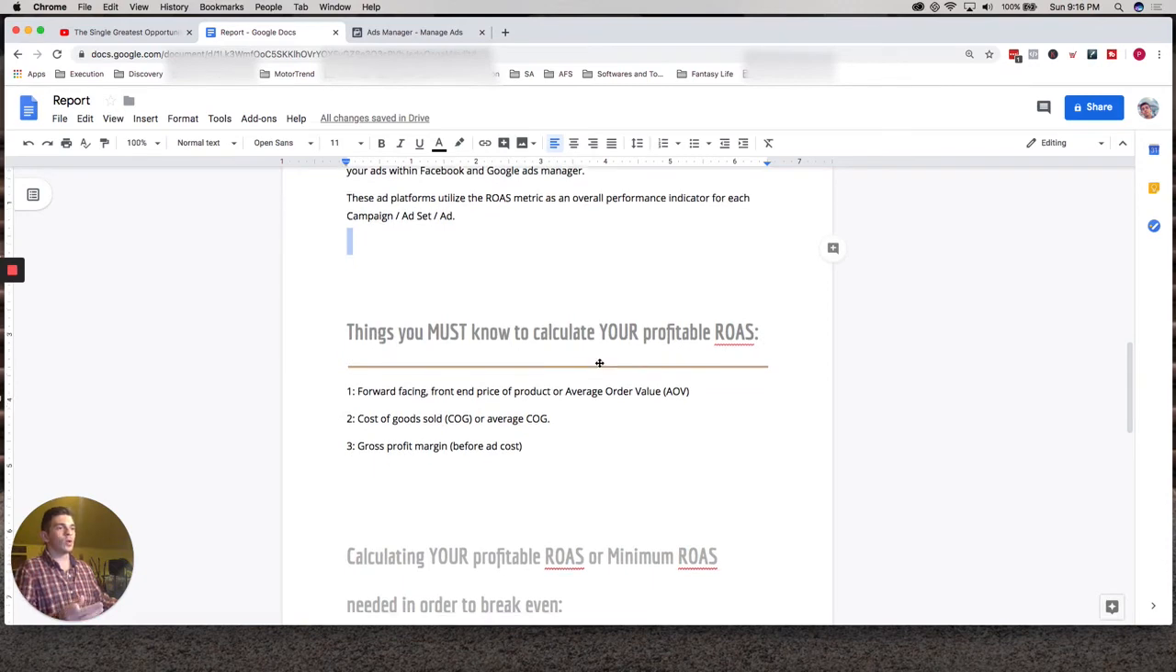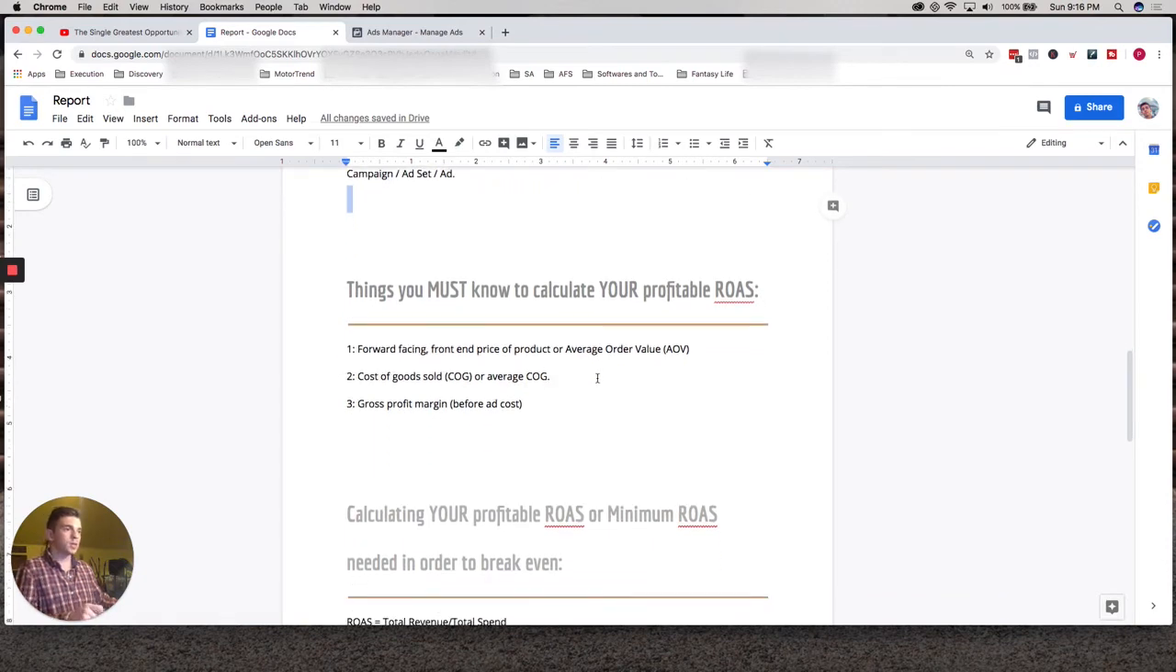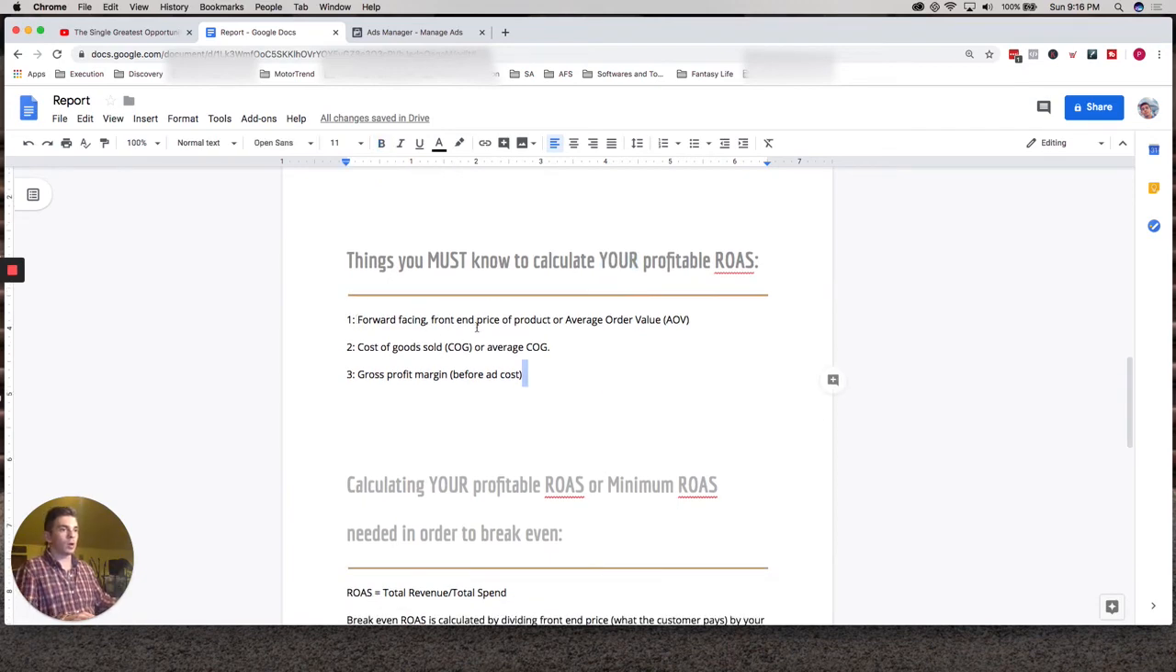Things you must know in order to calculate your profitable ROAS. Your profitable ROAS is not my profitable ROAS. You have a different cost of goods and you have a different top-end sale price for your products. Now, your forward-facing product price, or average order value if you want to figure out your account-wide average profitable ROAS, is one thing that you're going to have to know. Next, you're going to have to know your cost of goods sold, or your COG. This is pretty simple. How much are you paying for your item?